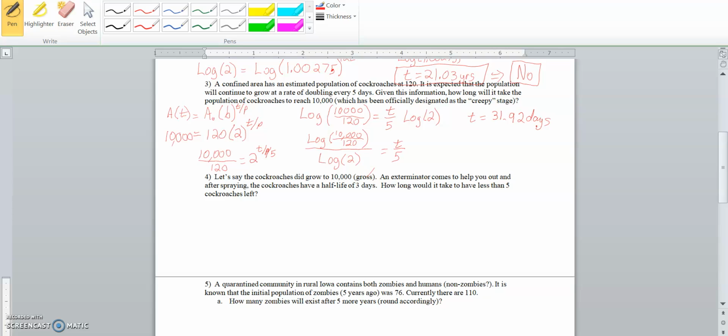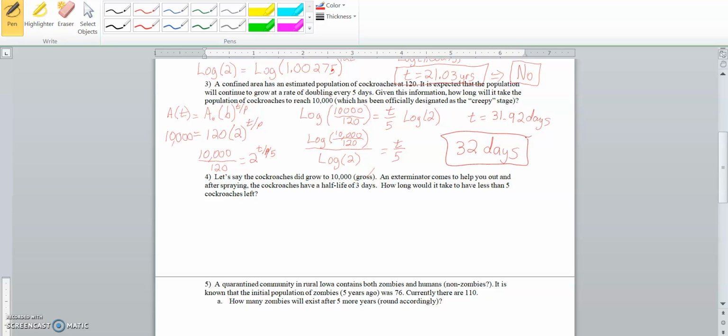So in the spirit of reality, given the information, how long will it take for the population to reach 10,000? After 31.92 days, we have that. But again, in the spirit of reality, nobody would measure a fraction of a day like that. So I would say the answer is it'll take 32 days, because if you say 31, you still have fewer than 10,000. After 32 whole days, you have a little more. So go on the safe side.